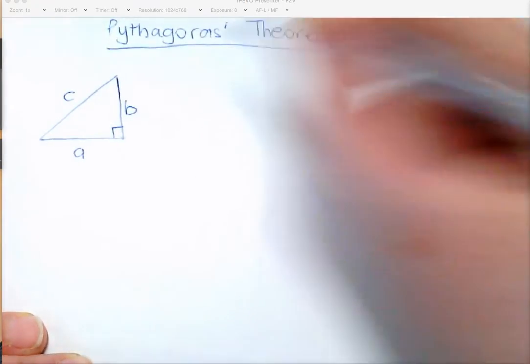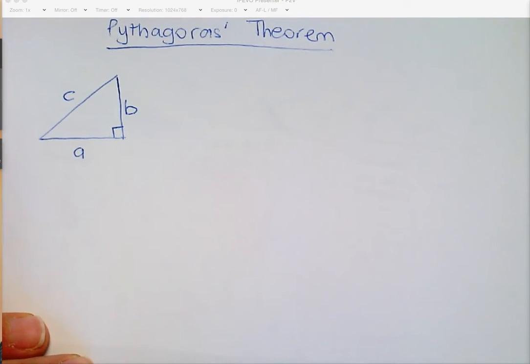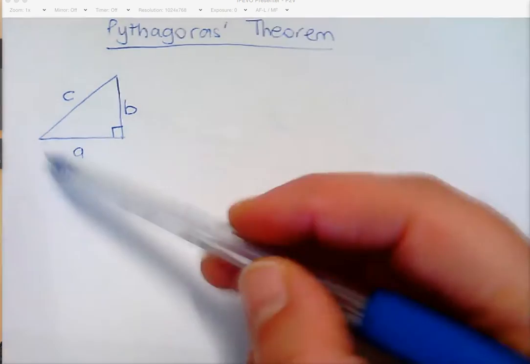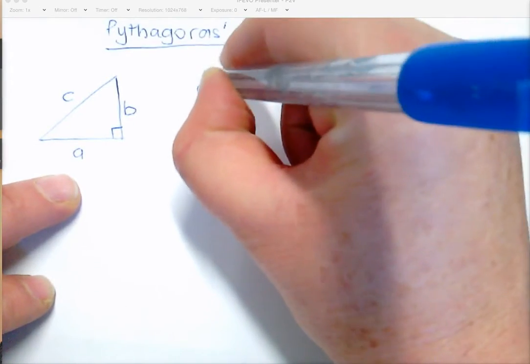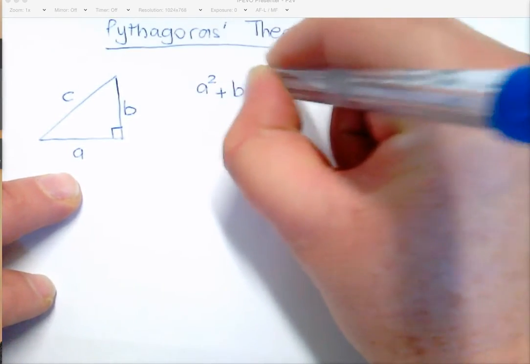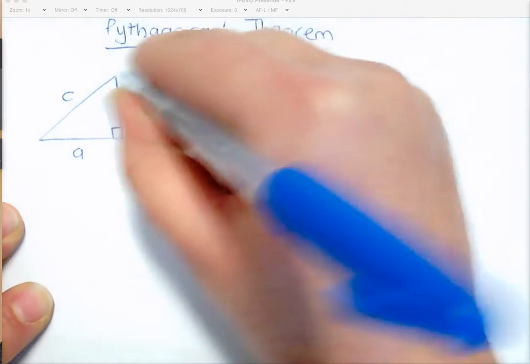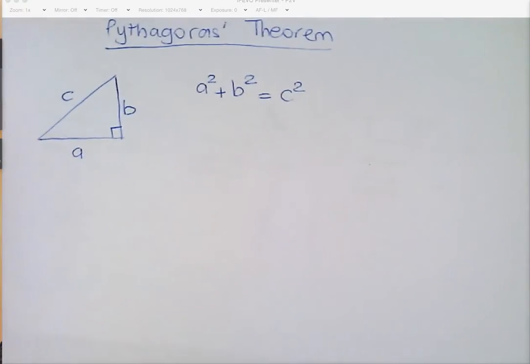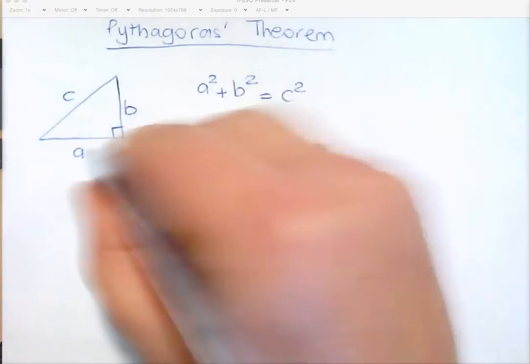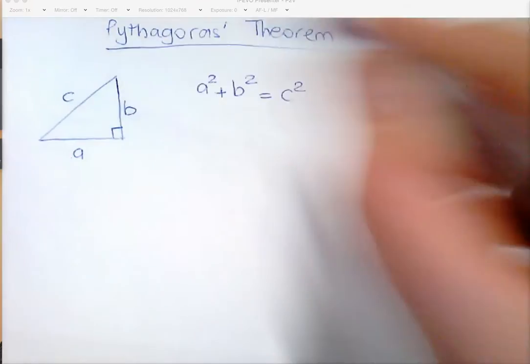So what is Pythagoras' theorem? It's not that A plus B equals C. What is it? What did we just see in those videos? What was drawn on the sides? Squares. So it's A squared plus B squared. A square was drawn there and a square equals C squared. Great. So that's what Pythagoras' theorem is. A squared plus B squared equals C squared.